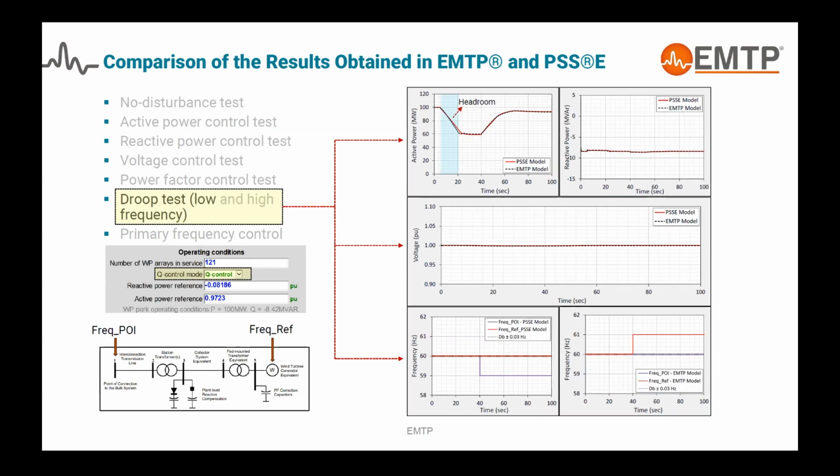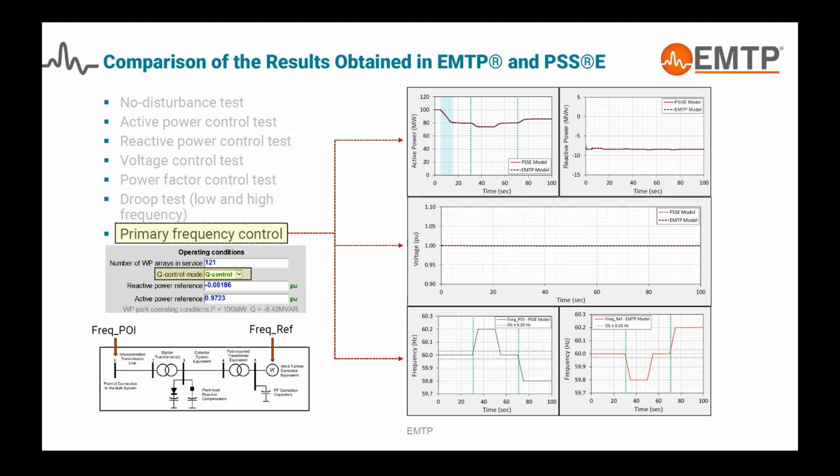For the low frequency response, the same approach, right? But now if you look here, the frequency in PSSC and the frequency used here to perform this test, the signals are in the opposite direction. So here we reduce the frequency at the POI. So from the system perspective, this is an under frequency condition. So we need to increase the active power injection. And here we increase the reference, right? So we still have a delta F of 1 Hertz.